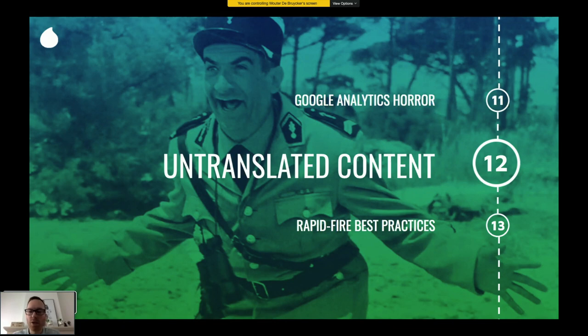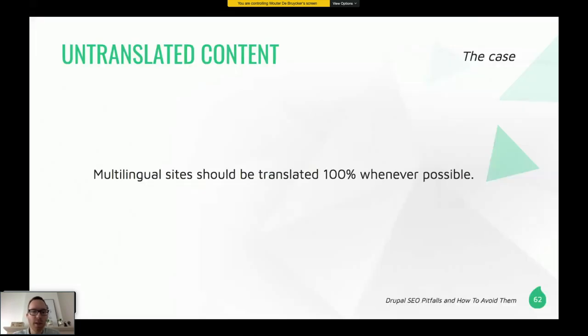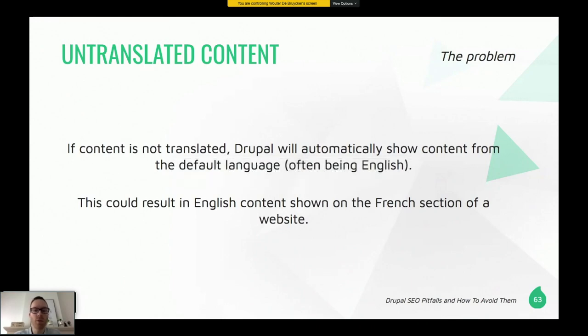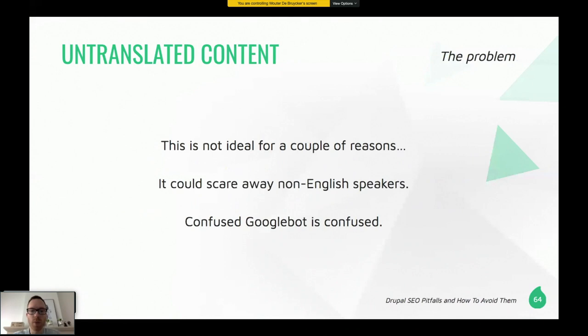Now let's take a look at untranslated content on your website. If you have a multilingual website, it should be translated 100% whenever that is possible. Because if content is not translated, Drupal will automatically show content from the default language, which is often English. So this could result in English content being shown on the French section of a website, for example. Now this is not ideal for a couple of reasons.